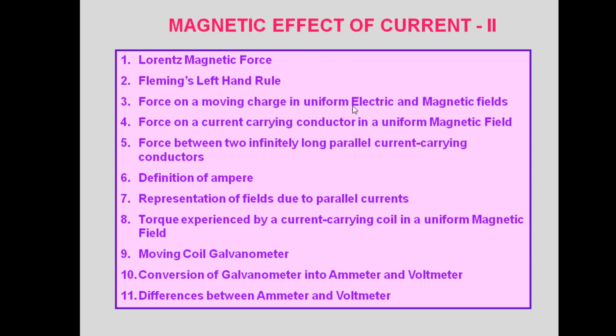Some portion from this has been deleted this year. Force on a current carrying conductor in a uniform magnetic field, then force between two infinitely long parallel current carrying conductors, which will give us the definition of ampere, again very important topic. Representation of fields due to parallel currents, then torque experienced by current carrying coil in uniform magnetic field, then moving coil galvanometer, important topic. Conversion of galvanometer into ammeter and voltmeter, and difference between ammeter and voltmeter. So let's start our topic.